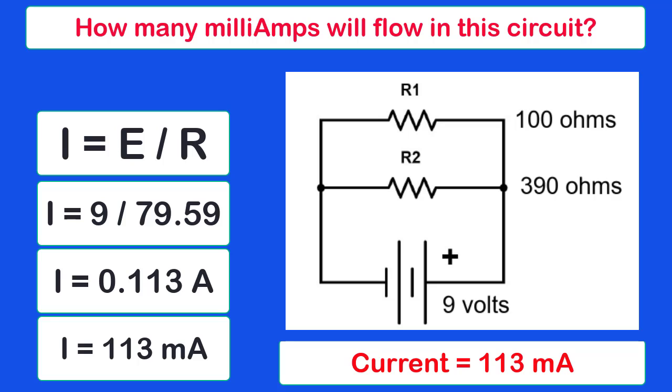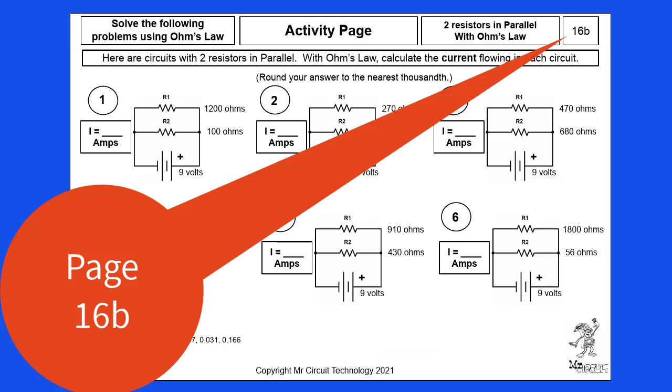That's it. You're now ready to finish this lesson by solving the 6 resistors in parallel problems on activity page 16B in your lab manual. When you've completed that, you're ready to go on to lesson number 17.